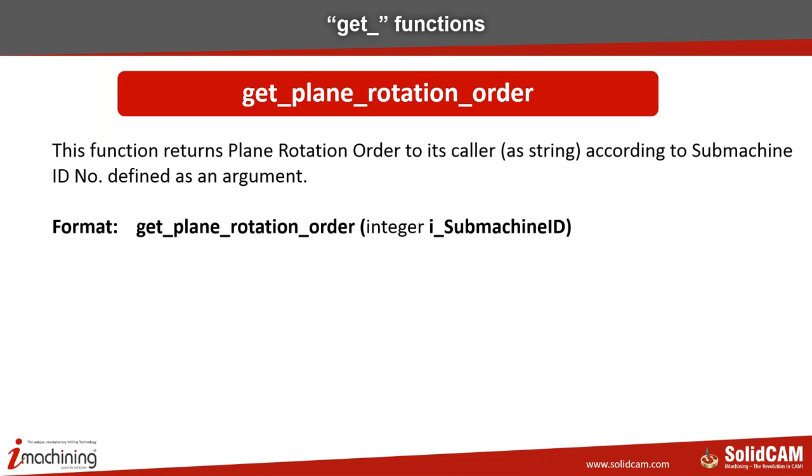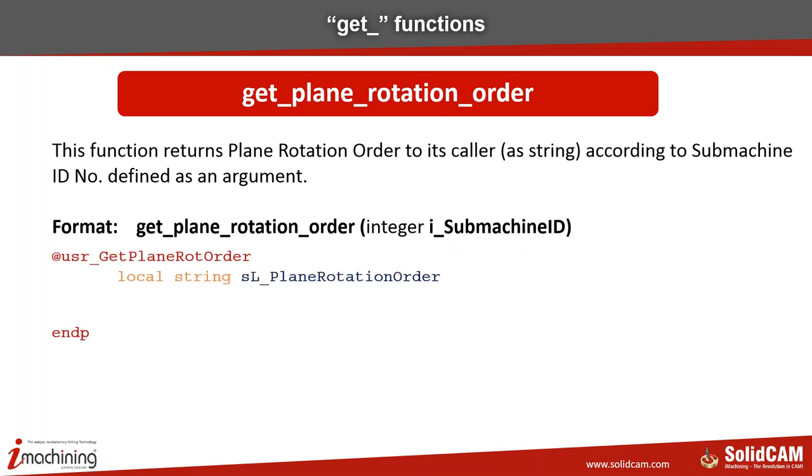Okay, this one is very nice. Get plane rotation order. This function basically returns the rotation order as a string according to each submachine. The format is just like get plane rotation order, and then we have the integer, and you need to put for which submachine you actually want to do it.